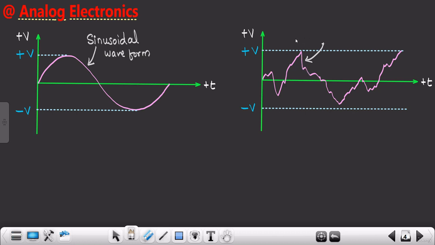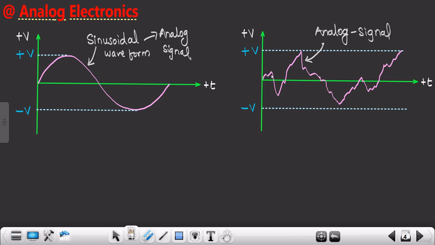Before moving to this point, if I ask you, can a sinusoidal waveform be an analog signal, or basically can an analog signal be a sinusoidal waveform? You'll say yes. So this sinusoidal signal can be an analog signal as well. But can this other waveform be a sinusoidal or a cosine waveform? You would say no. So basically it is a pure analog signal or analog waveform.